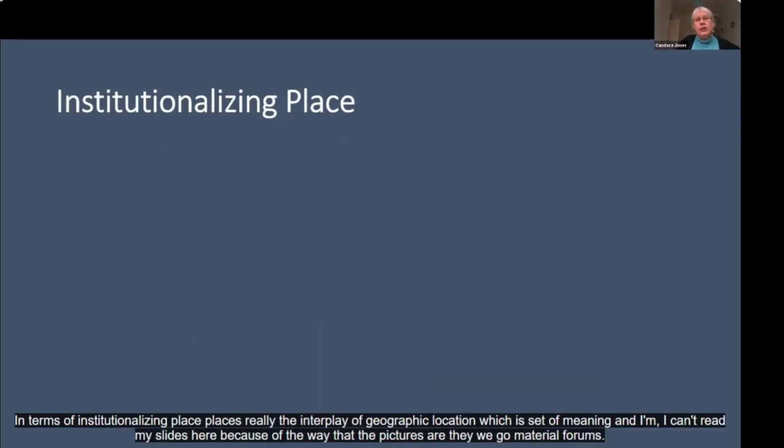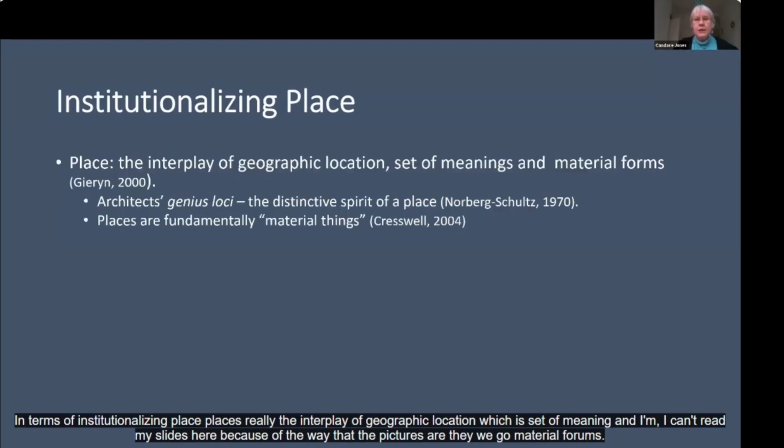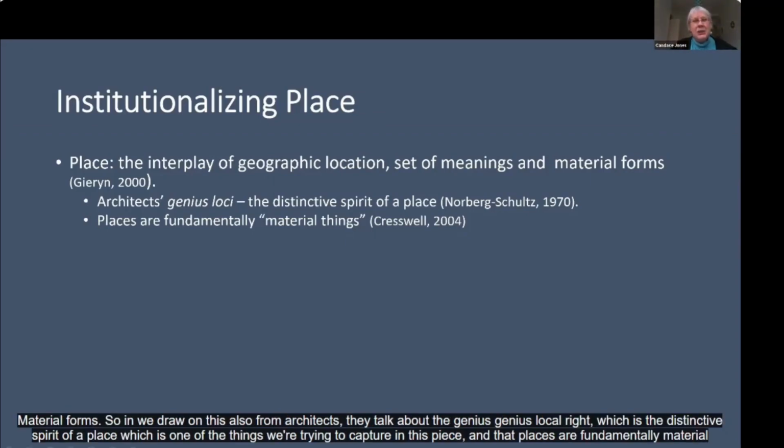In terms of institutionalizing place, place is really the interplay of geographic location, a set of meanings, and material forms.